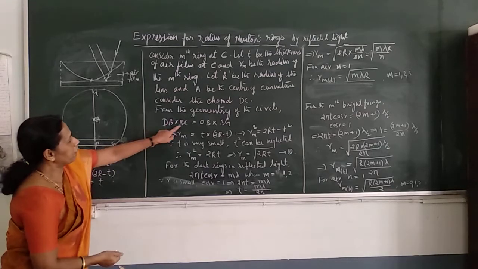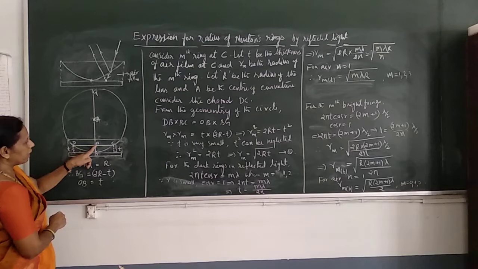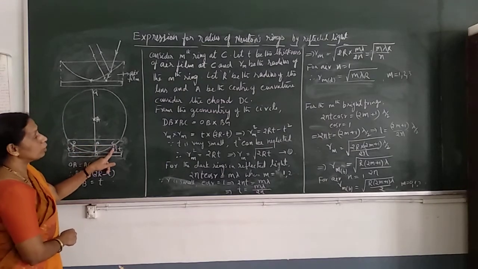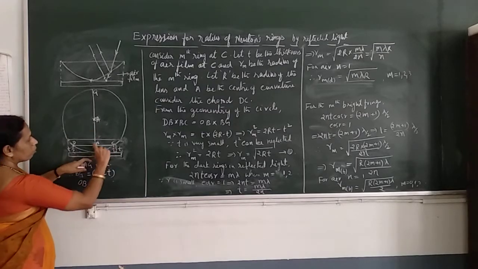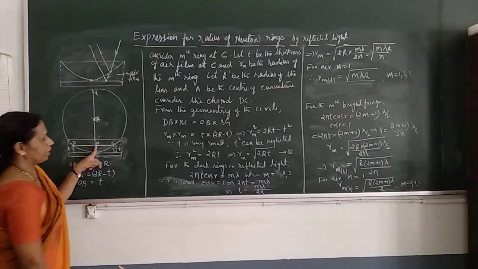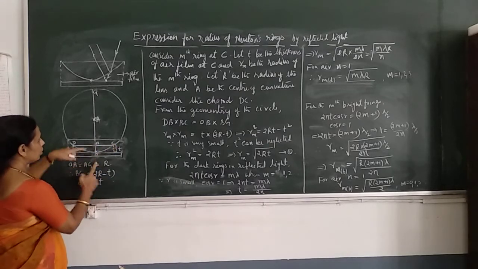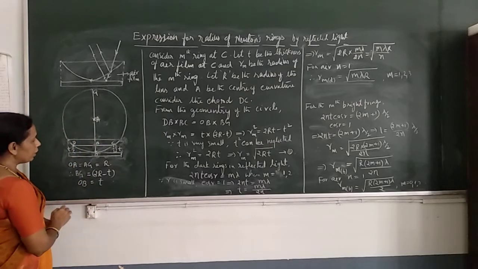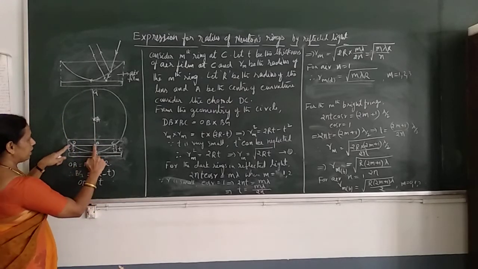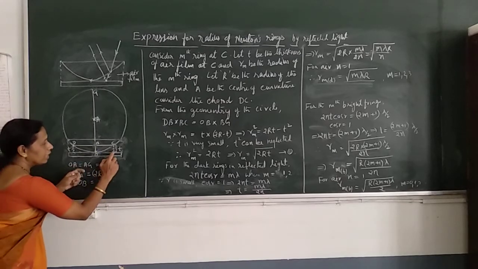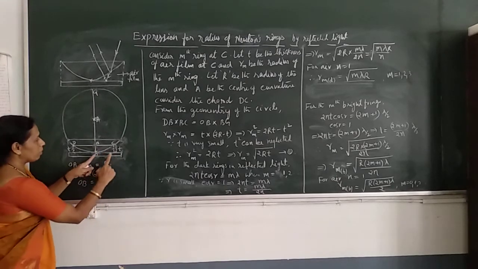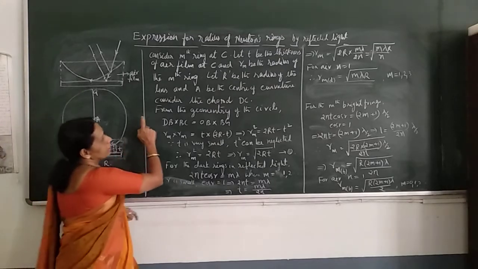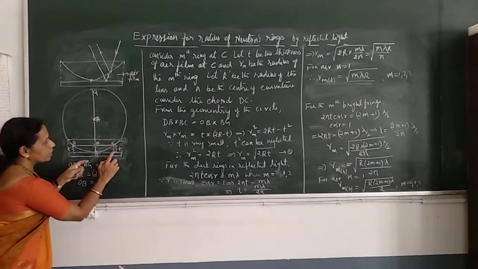Here, DB into BC is the chord we considered. DB into BC is equal to OB into BG. This is from the geometry. And here DB is equal to BC. It is the point where a certain fringe is formed. Let us consider the mth fringe at this point.